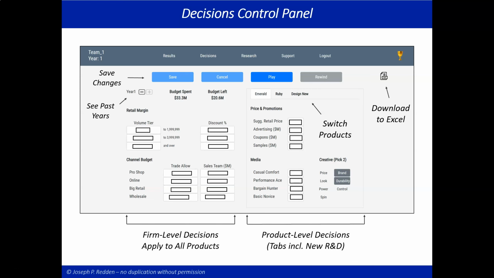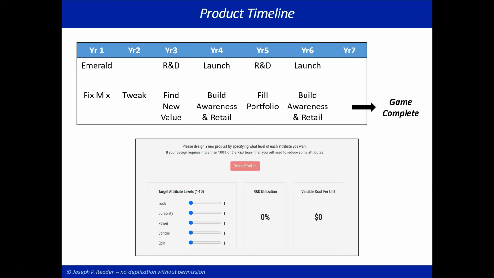In terms of the timeline for how you're going to play, year 1, you have a product called Emerald, and your focus in year 1 is really going to be that marketing mix, kind of fixing the mix. We can't assume that the past decisions are optimal. Year 2, you'll be able to get some feedback on those decisions and tweak your mix a bit more. Year 3, you'll be able to design a second product, a new product. And so here it's really about trying to find a new place to create value.